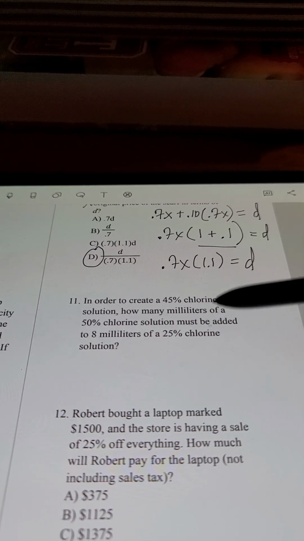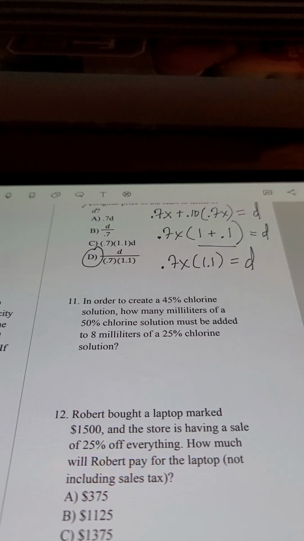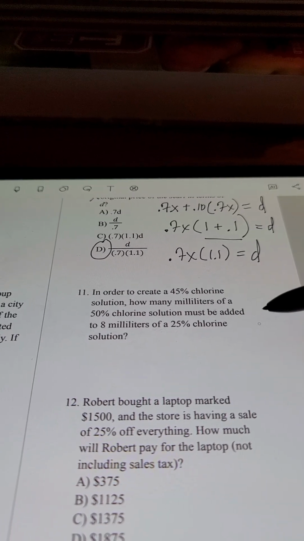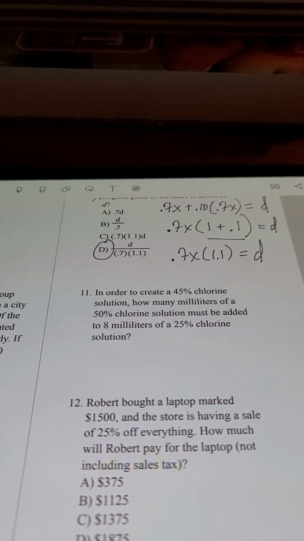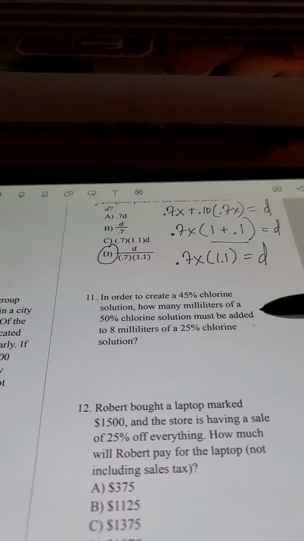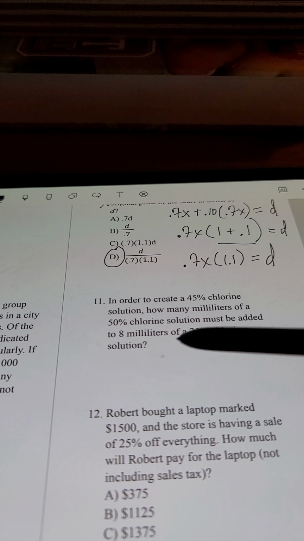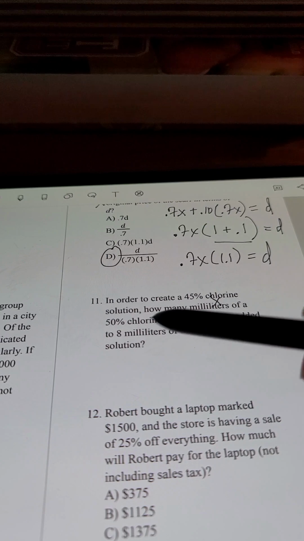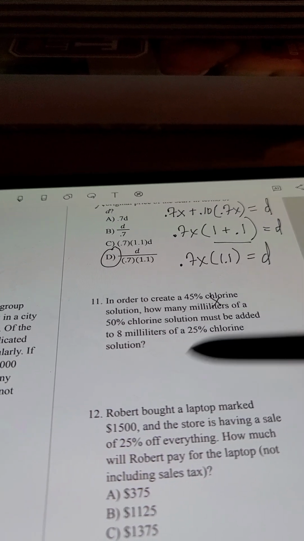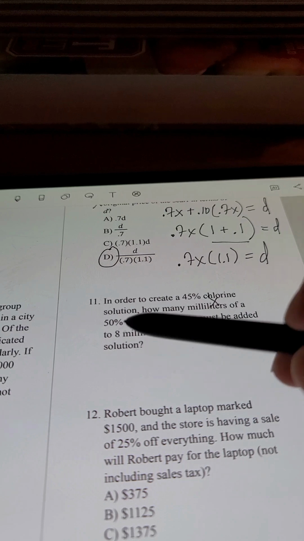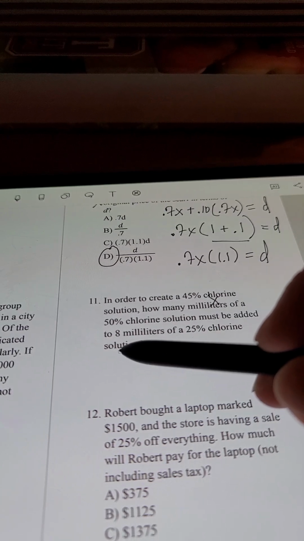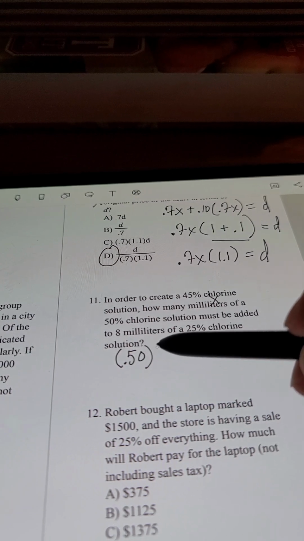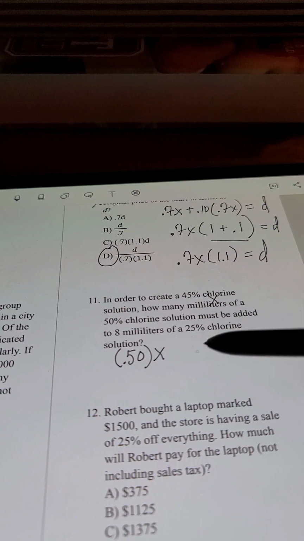Okay, for number 11, it says, in order to create a 45% chlorine solution, how many milliliters of a 50% chlorine solution must be added to 8 milliliters of a 25% chlorine solution? So think of this kind of like part plus part equals whole is how I like to think about these problems. So how many milliliters, let's call that X, of a 50% chlorine solution. So one of the parts is going to be this 50% chlorine solution. So I would say, okay, 50% as a decimal is 0.50 times X.